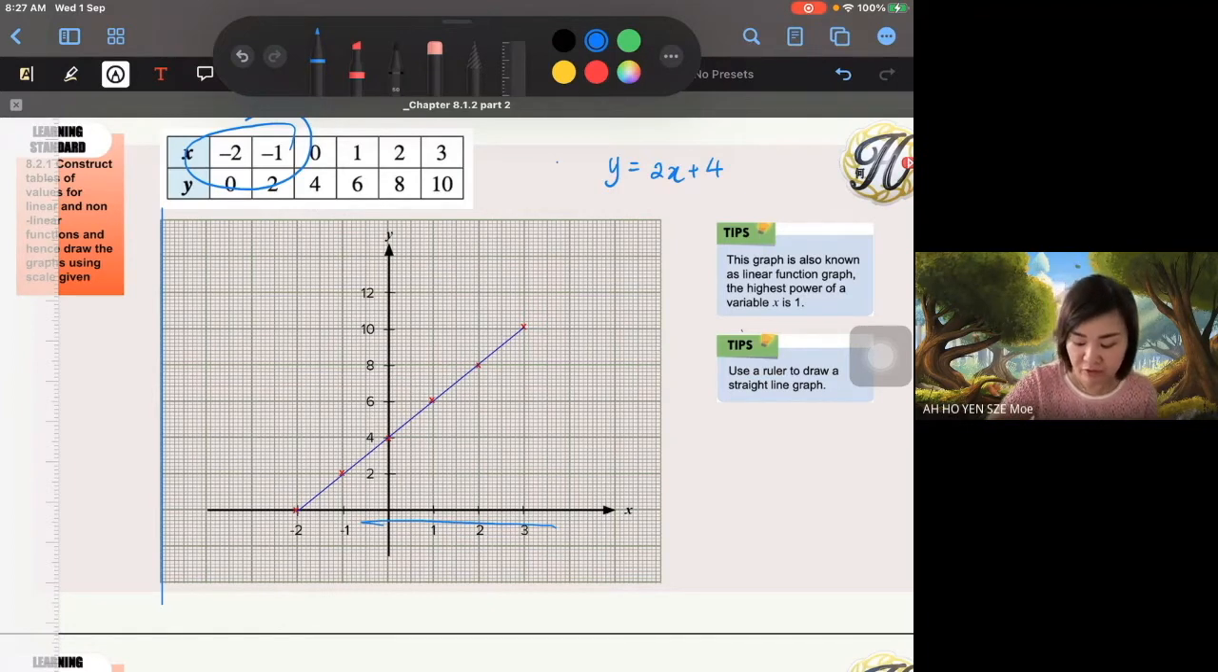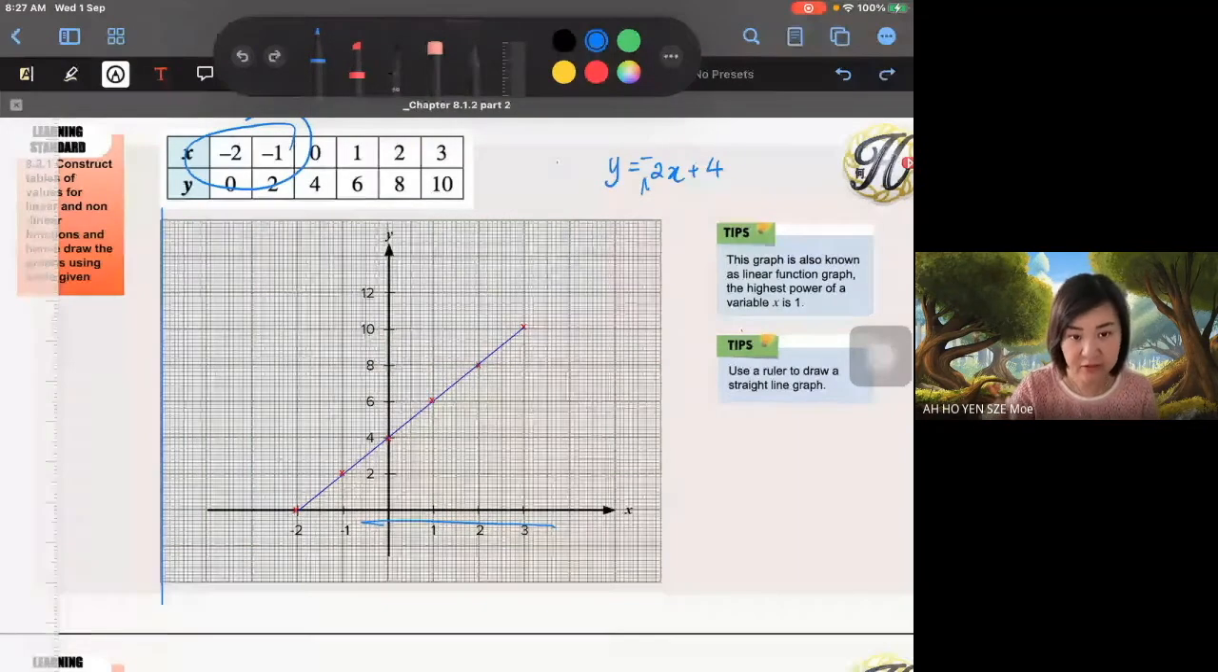And one more thing, if the gradient here is negative, gradient you have not yet learned, right? Gradient is after this, I think chapter 9. Have you learned gradient or not? I also forgot. Not yet, right? Okay, after this only you learn. Well, another thing, if the gradient is negative, the graph should go this way. Like this one, go up here and down here. This is different. Then it's negative. So this is a straight line graph.